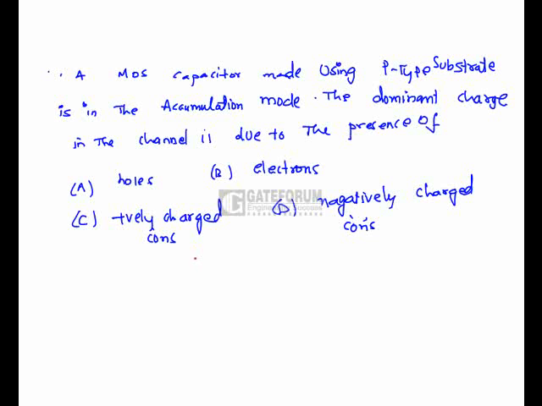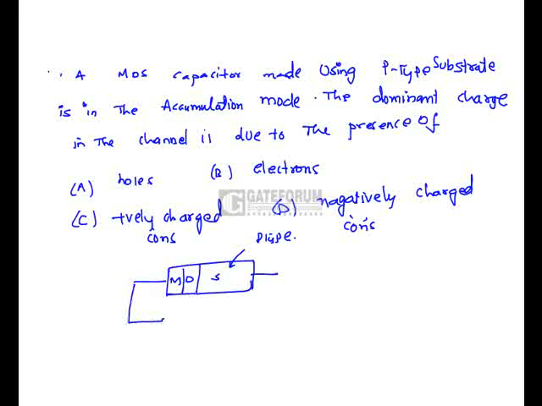Capacitor made using p-type substrate is in the accumulation mode. The dominant charge in the channel is due to the presence of. Here, if we take a MOS capacitor, first one is metal, oxide, semiconductor. Here the semiconductor is p-type. Accumulation mode means negative potential is applied to the p-type substrate MOS capacitor.